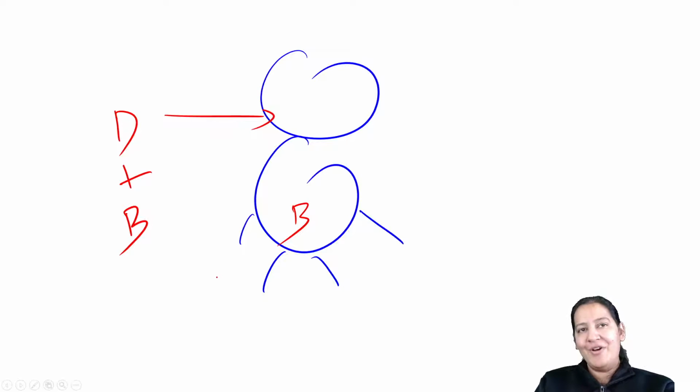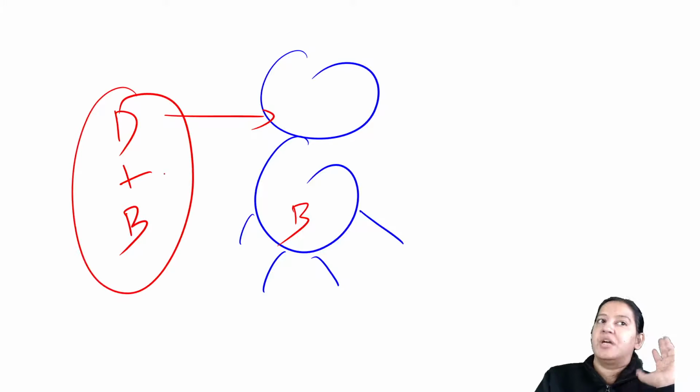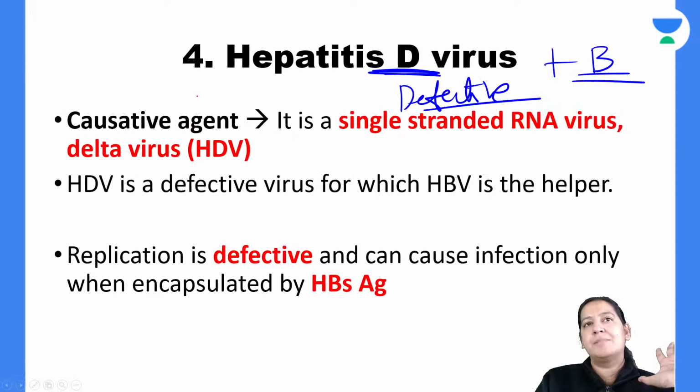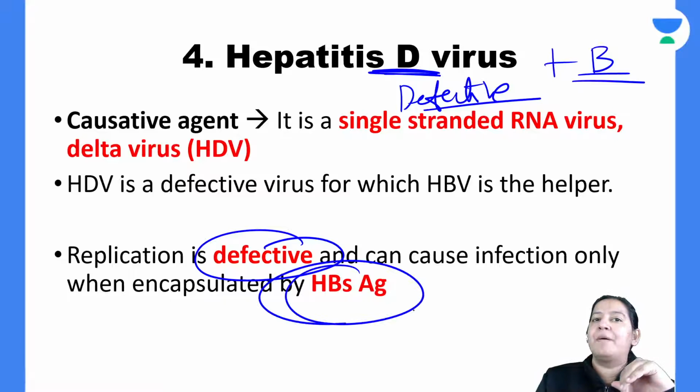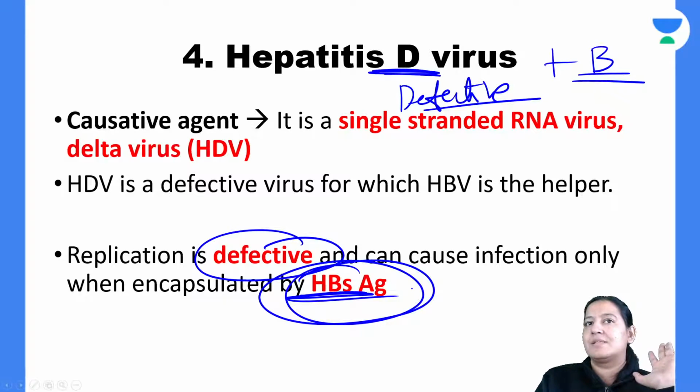Have you got it? So it requires a combination. D requires a helper. The helper or the friend is B, and that's why D is known as defective. Everyone give me a thumbs up. So D is defective. It requires a helper. The helper is HBV, hepatitis B virus. Right? That is the thing.